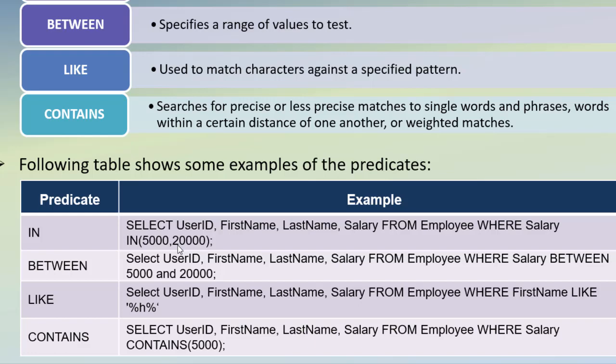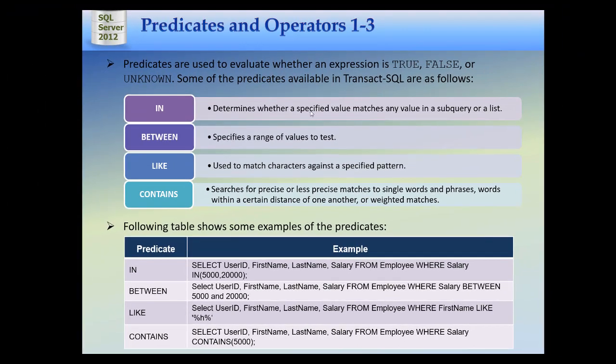BETWEEN is pretty obvious. We want to get the user ID, first name and last name, for those employees whose salary ranges between 5,000 and 20,000. The next one is the same thing, but we're interested in these details on employees whose name contains the letter H. The percentage sign behaves like a wildcard, or an asterisk if you're searching in Windows. With CONTAINS, we want to find those salaries which contain 5,000. Okay, let's move on.